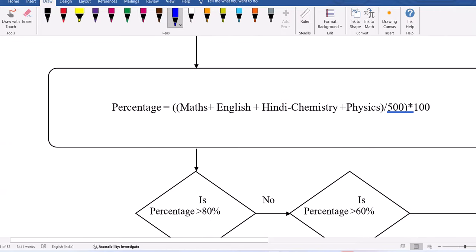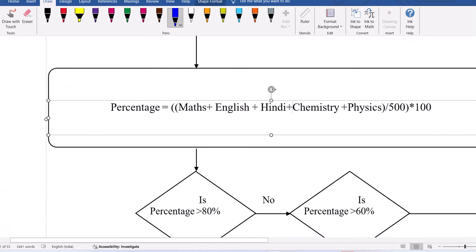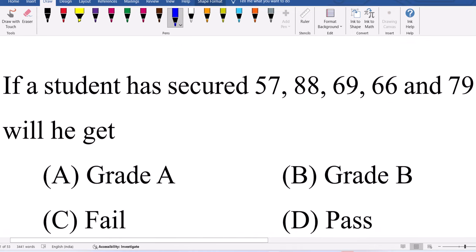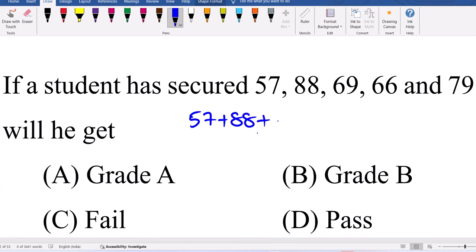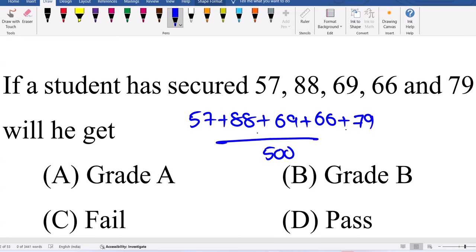Okay, now we have to calculate the percentage. How to calculate the percentage: sum of all those divided by 500 into 100. So the sum of all the subjects is 57 plus 88 plus 69 plus 66 plus 79, divided by 500 into 100, which means simply dividing by 5. Don't worry about the exact calculation. It's more than 60% or not, that's what generally we need to understand. Okay, if you want to do the perfect calculation, no problem.